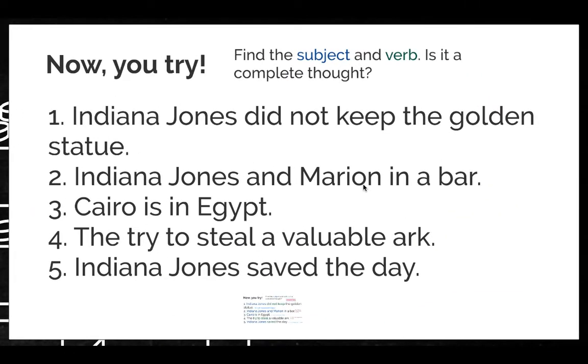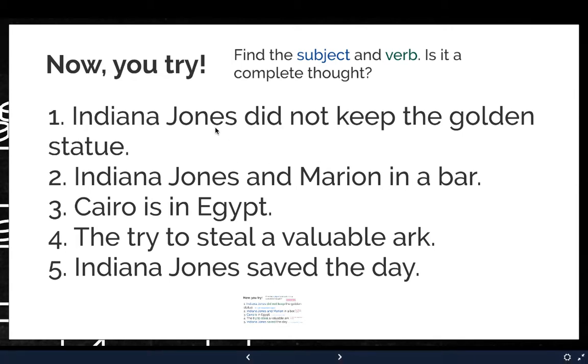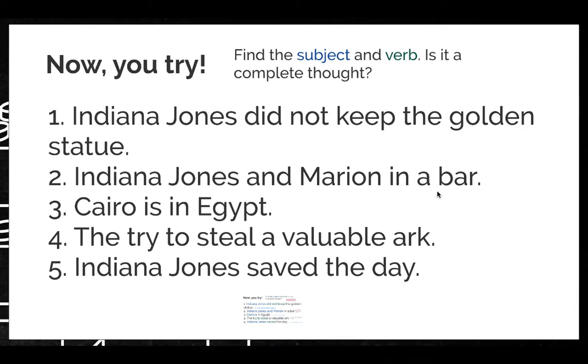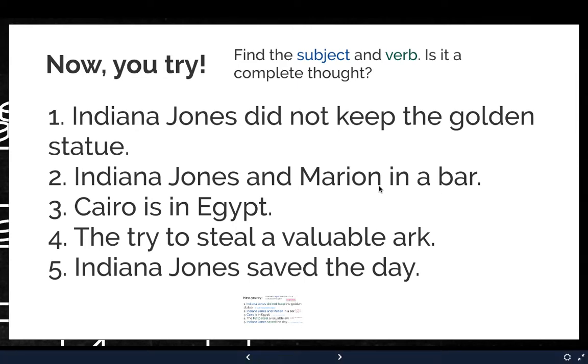Let's continue and try to find the subject and verb in each of these examples. Indiana Jones did not keep the golden statue. Find the subject and the verb. Indiana Jones and Marion in a bar. Find the subject and a verb and decide if it is a complete thought. Cairo is in Egypt.